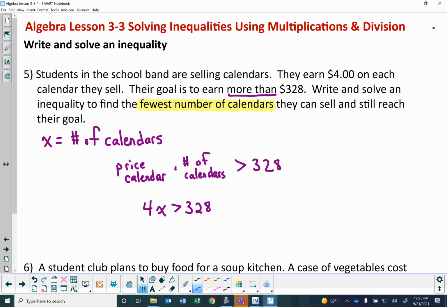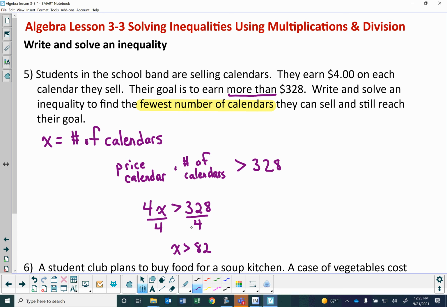We've defined our variable. We've written our inequality. So now to solve this, divide by 4. X will equal, 4 goes into 32 8 times, 4 goes into 8 twice. So they need to sell at least, okay. Excuse me, I made an equal sign there instead of a greater than symbol. Okay, they have to sell more than 82 calendars.